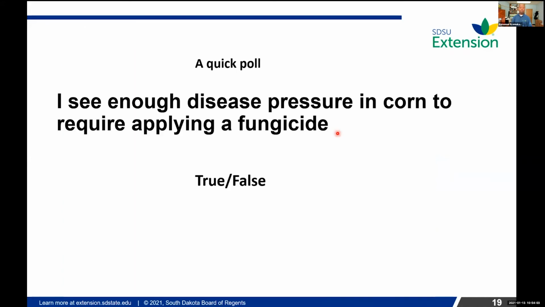So here, I'm gonna pause and take a quick poll just to gauge how you have used fungicides on corn. So if you don't mind, please respond. Do you see enough disease pressure in corn to warrant applying a fungicide? So the next few slides, we're going to talk quickly about fungicide efficacy, but also looking at what diseases we are applying fungicides to control. So I'll wait for a few more responses. Almost half of you have already responded.